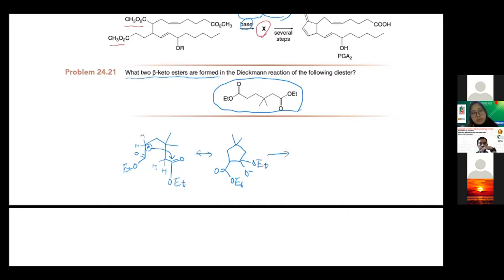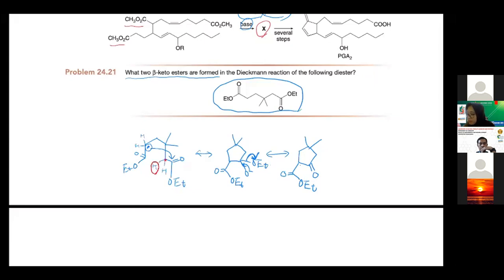So here and here. This one is the carbonyl bond again. The ethoxide is a leaving group, and this compound is formed. And next, this proton is activated.